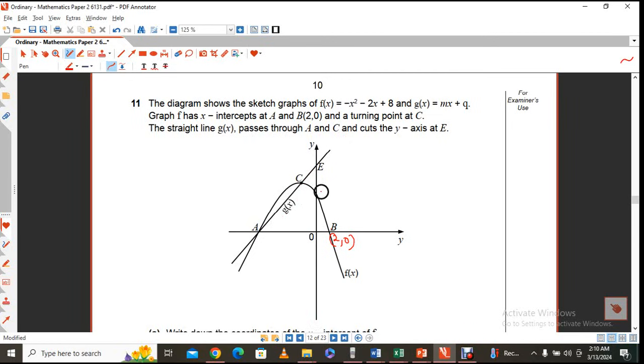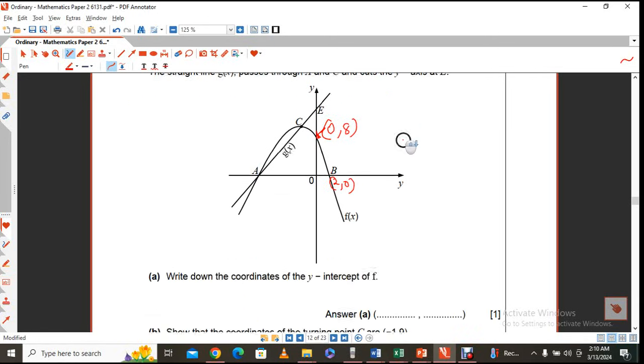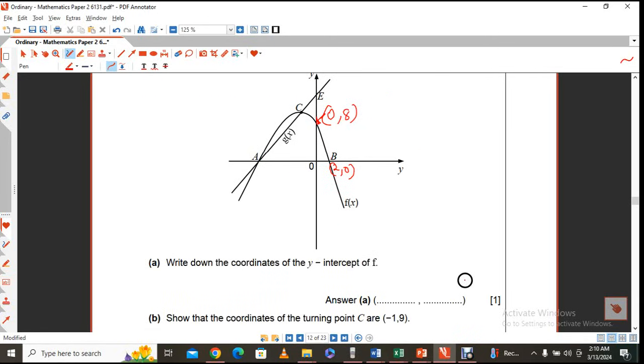If you look at the y-intercept, it's here. And if you look at the equation, that part of the equation is the y-intercept. Or you ideally make every value of x equal to 0. So for part 1, your answer is nothing but 0, 8.